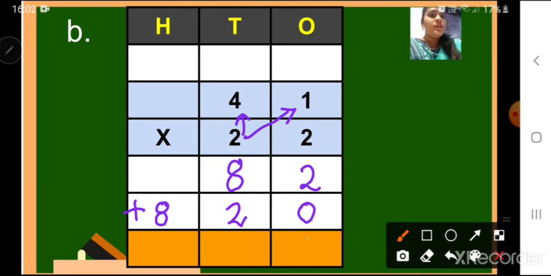2 plus 0 is 2. 8 plus 2 is 10. So your 1 will be carry over. You can just circle the carry over so that you will understand it is a carry over. 8 plus 2 is 10. 1 carry over and write 0 down here. And here we have to add 1 plus 8, which is 9. So our answer is 902.